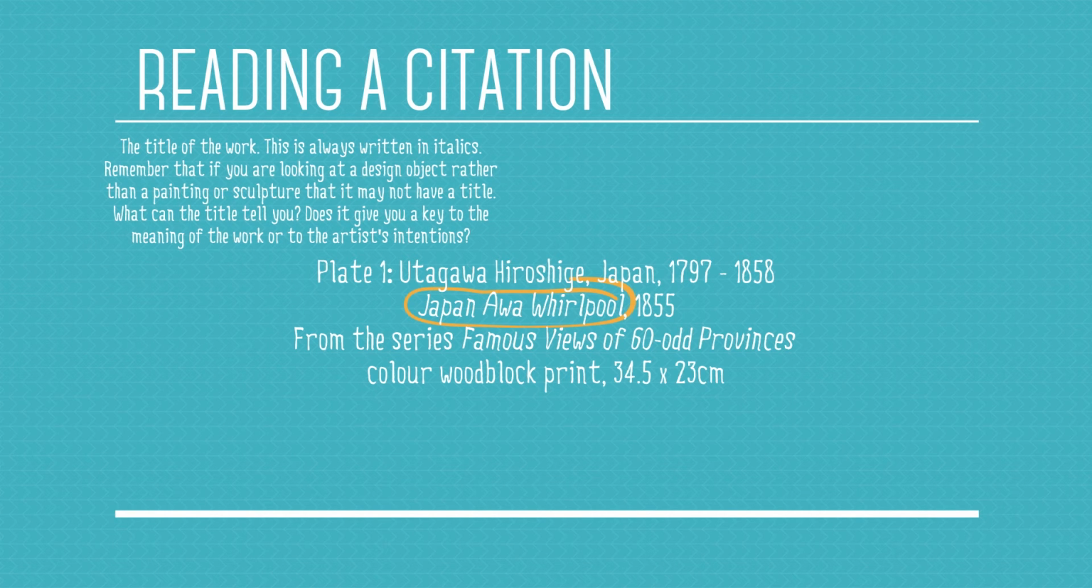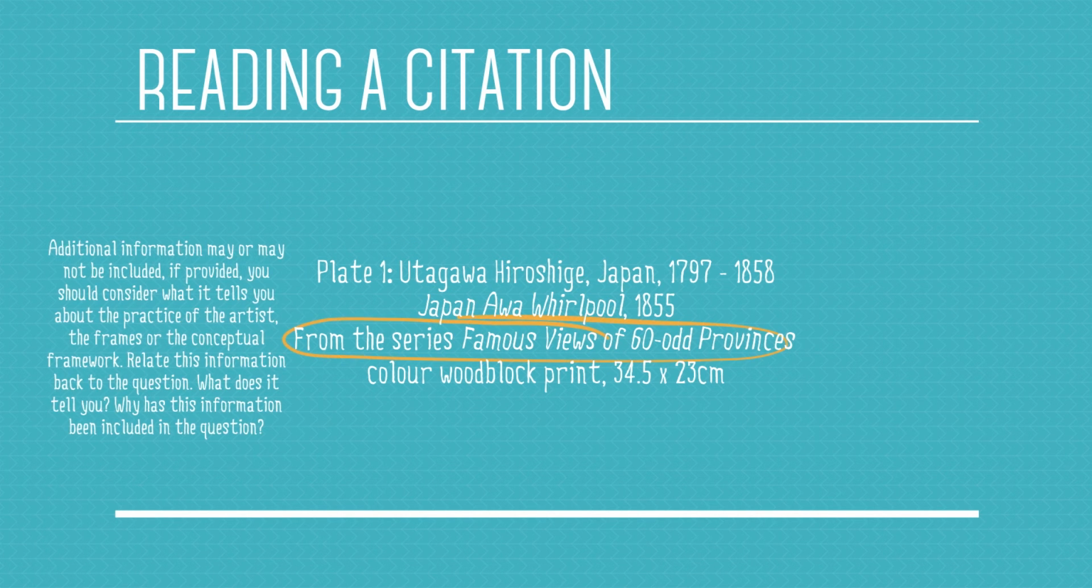The title of the work is always written in italics. Remember that if you're looking at a designed object rather than a painting or a sculpture, it may have no title. What can the title tell you? Does it give you a key to the meaning of the artwork or to the artist's intentions? Any additional information may or may not be included. If it's provided for you, you should use it. It tells you about the practice of the artist, the frames or the conceptual framework. Relate this information back to the question. What does it tell you? Why has this information been included in the question?